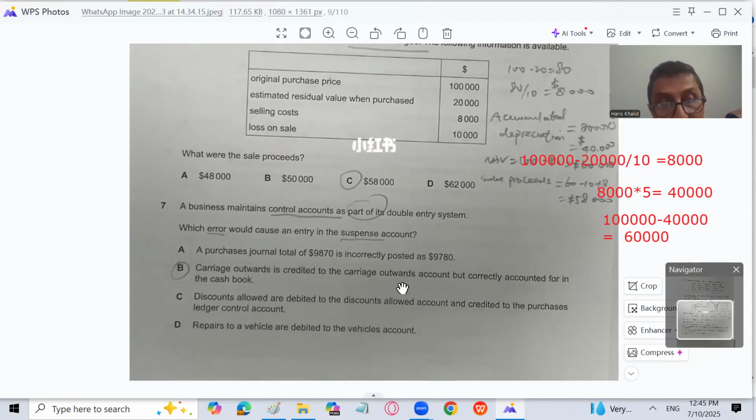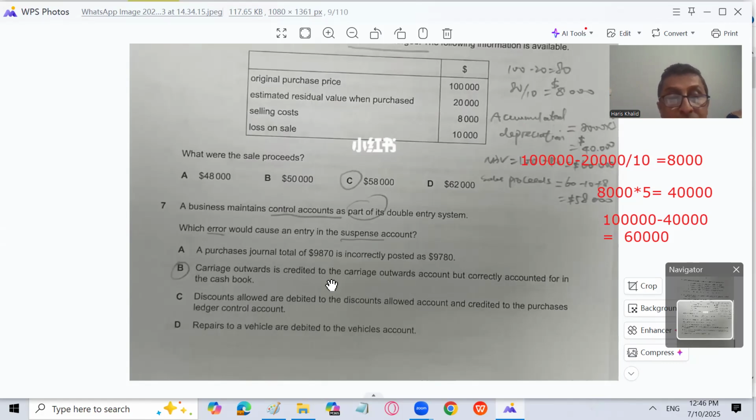So now the carriage outward is supposed to be debited by double the amount twice and suspense is going to be credited. So which error would cause an entry in the suspense account? So B is going to be the answer. Though it clearly looks that B is going to be the answer for this particular MCQ number 7.